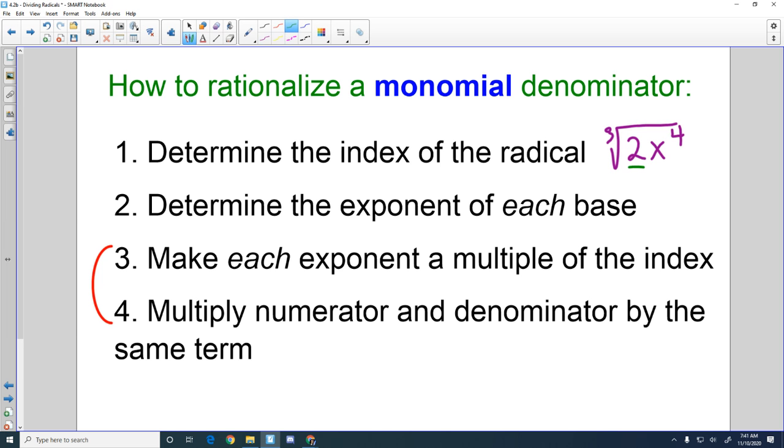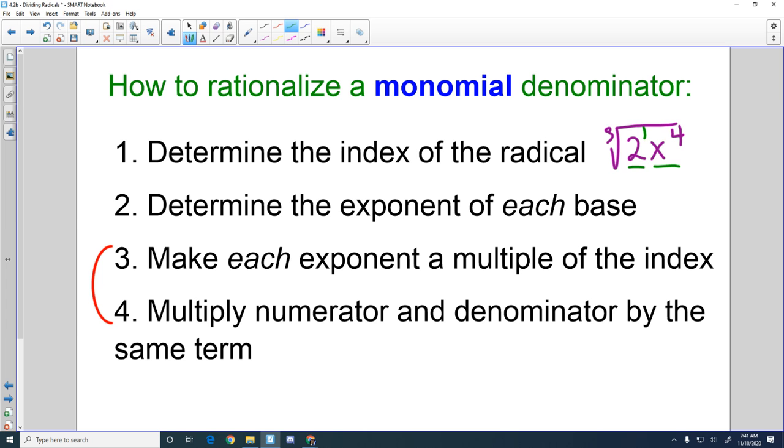So here there are 2 separate bases. The 2 and the x are separated. That exponent of a 4 is only on the x. The 2 technically has an exponent of a 1. So you're looking at all the exponents and comparing them to that index.